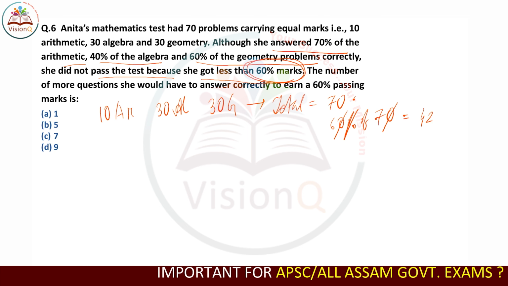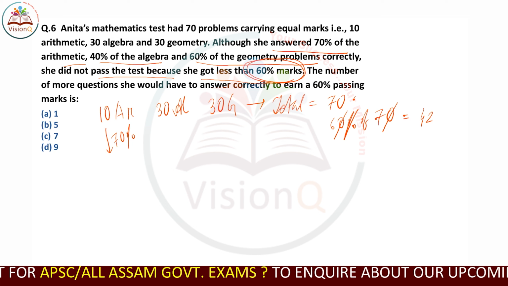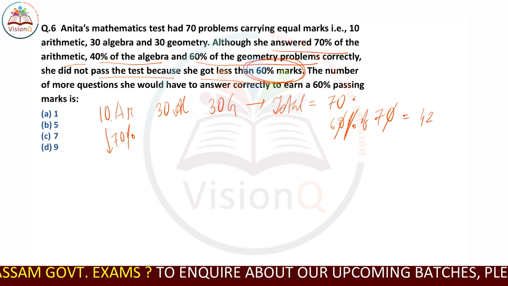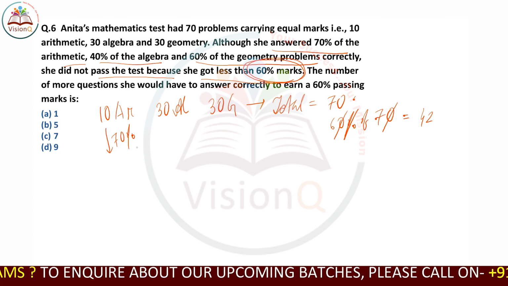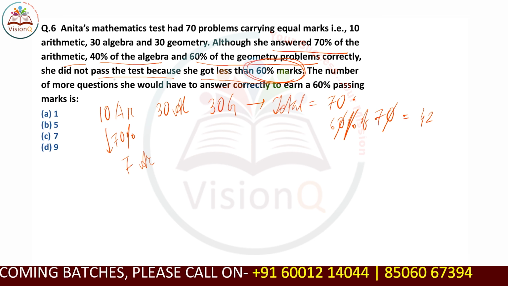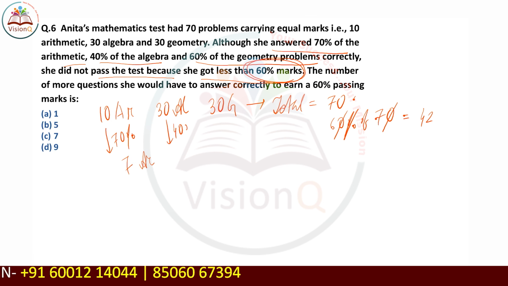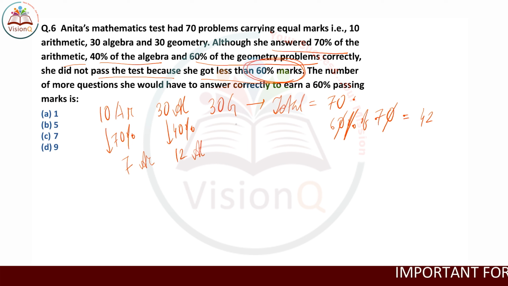So she answered how many questions of arithmetic? She answered 70% of arithmetic. So 70% of 10 questions is how many questions? 7 questions of arithmetic. Then she answered 40% of algebra. Okay, 40% of 30 questions. If I try to find 40% of 30, I'll get how much? 12 questions from algebra.